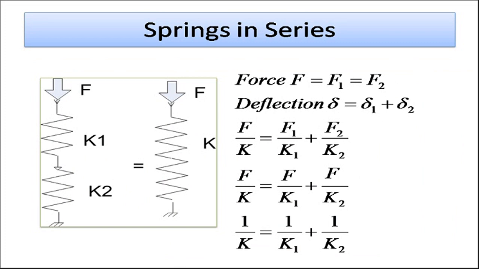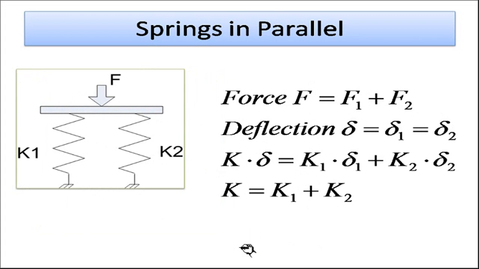Also we have seen that when there are two springs in series, to get the equivalent stiffness we have to use this equation, that is 1/k = 1/k1 + 1/k2. And when the springs are in parallel, to combine these two springs k1 and k2, we write k = k1 + k2.